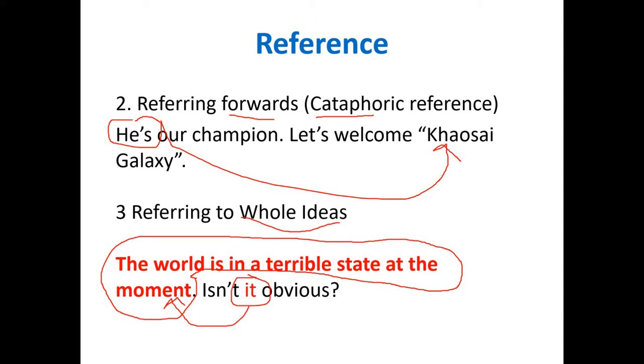Referring to the whole idea is when you use a reference to refer to the whole idea. The verb is in a terrible state at the moment. Isn't it obvious? The word it here refers backward to the whole idea.